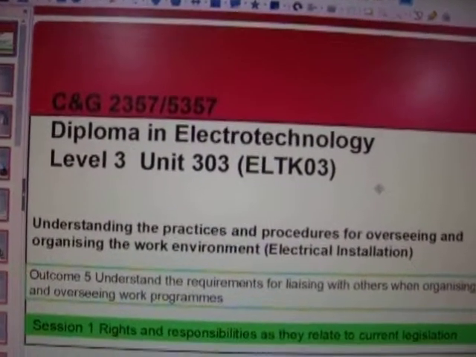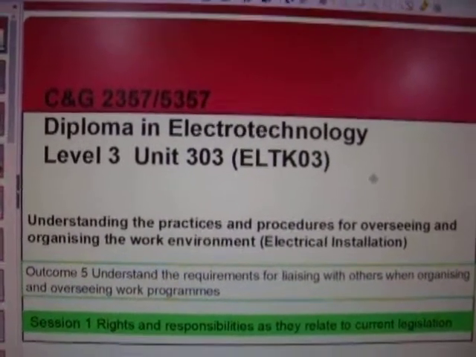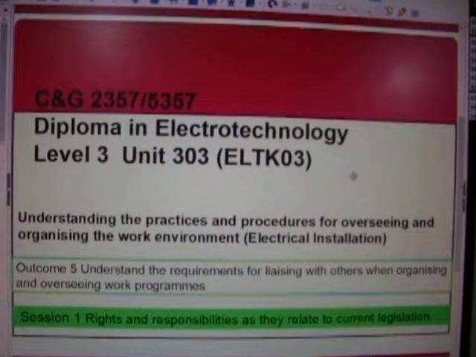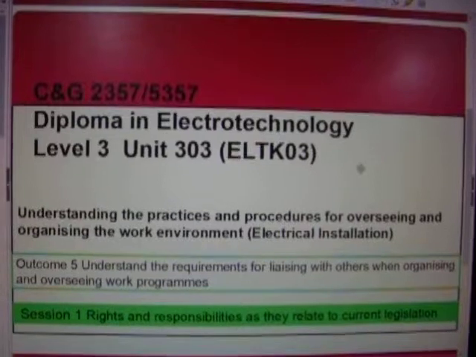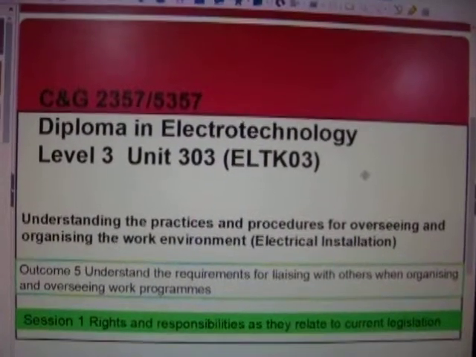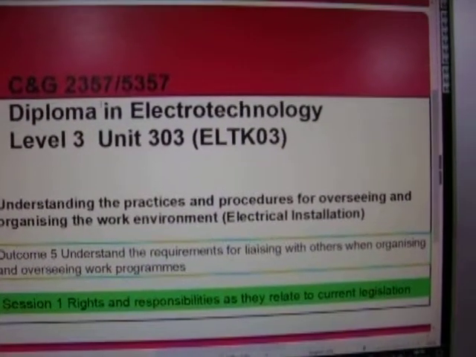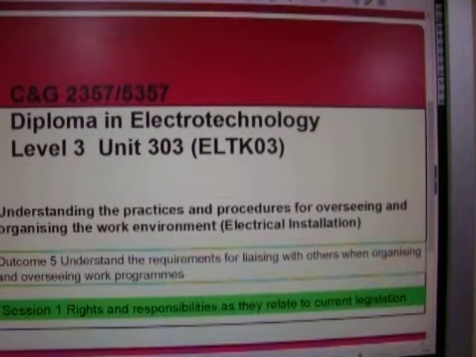Okay? So we're looking now for any amendments that have been made to the 17th edition, but bear in mind that we're now dealing with the 18th edition. So you must check your information and that you are compliant at all times.